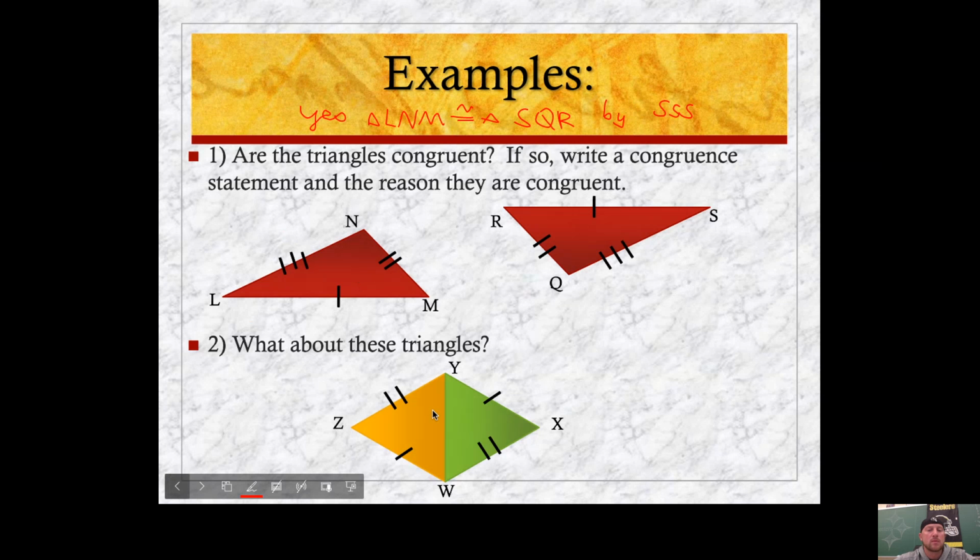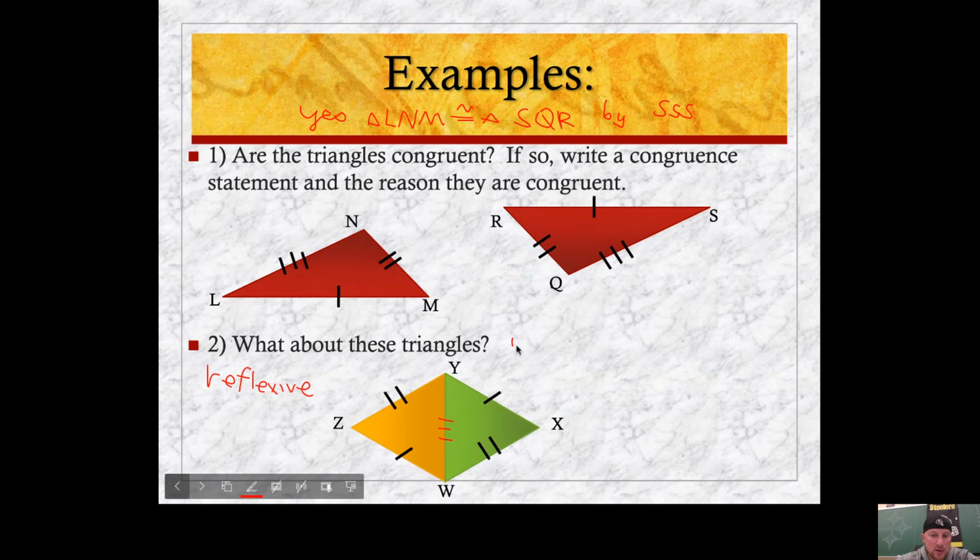What about these triangles? There's 2 triangles here. There's a yellow one and a green one. I see a pair of congruent sides, and I see a second pair of congruent sides. I do not see a third pair. But if you look closer, this is segment YW, and it's on both triangles. So regardless of how long it is, wouldn't it be the same length as itself? That's the reflexive property. We're going to use that reflexive property a lot. The reflexive property tells you that if you have a shared part, then it's congruent to itself. So now we have 3 pairs of congruent sides.